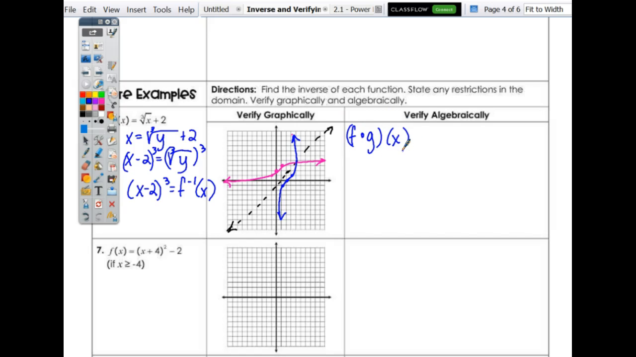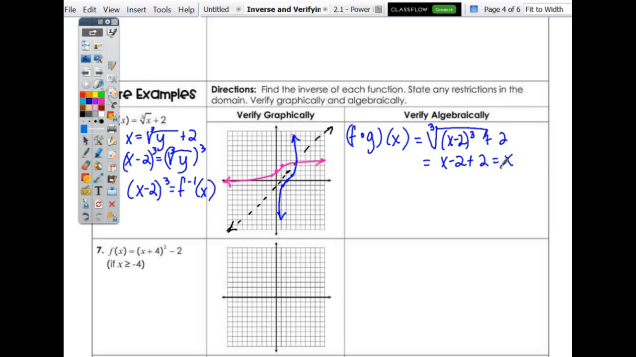So then I have to find algebraically. We have to do the composition. So I want g, which is the one that I just found right here. I'm going to plug this back in for x right here. So I'm going to take the cube root. So what does the cube root do to the cubic? They cancel, and it leaves me with x minus 2 plus 2, which is x.